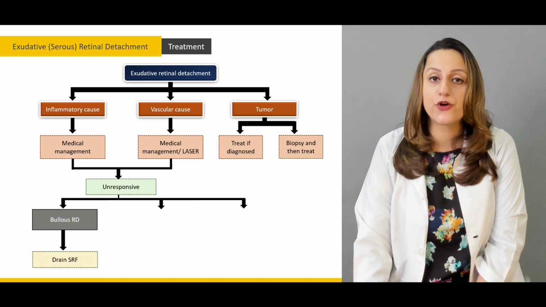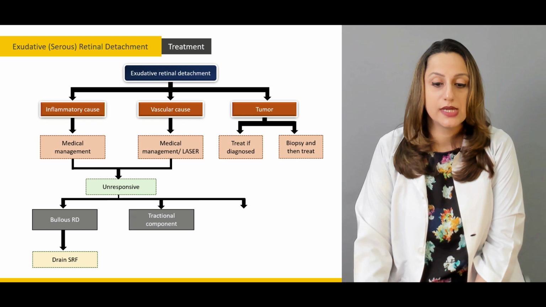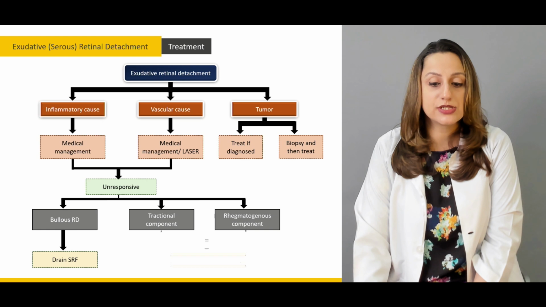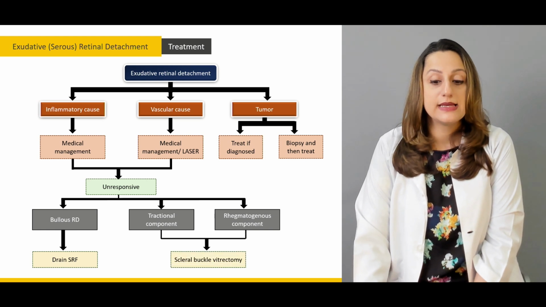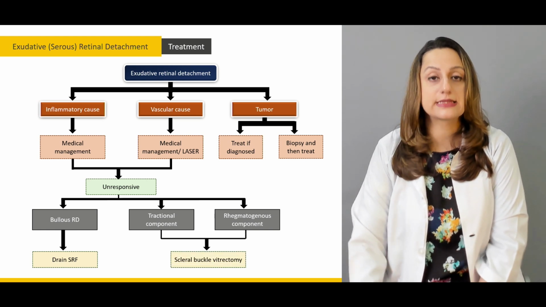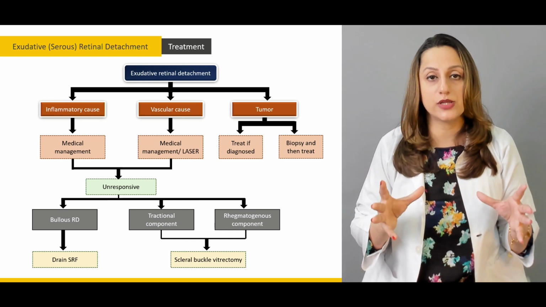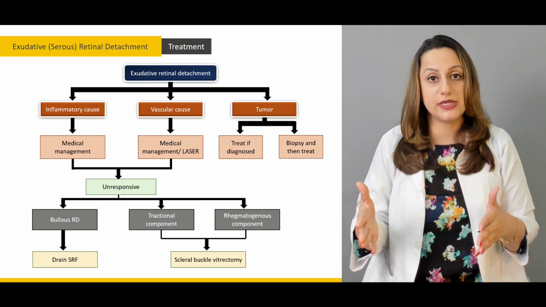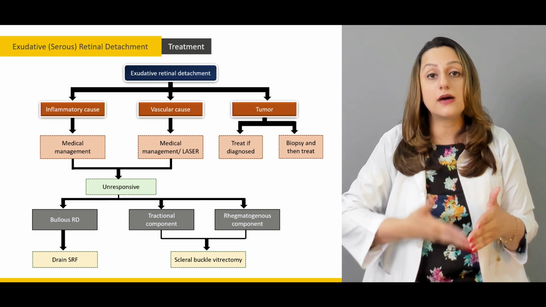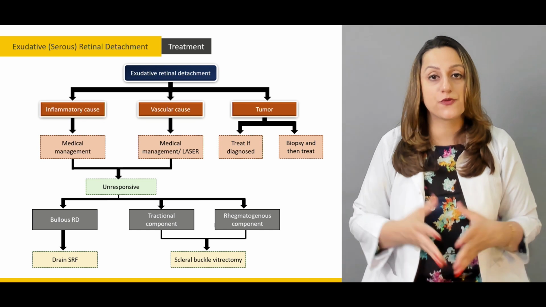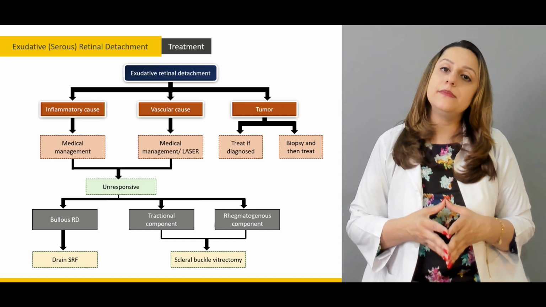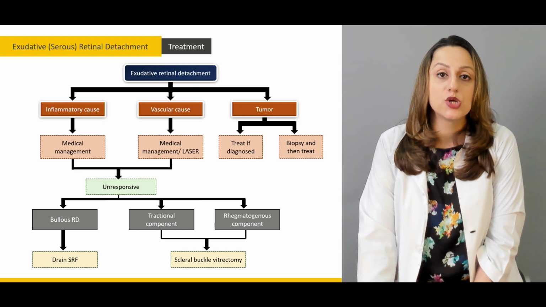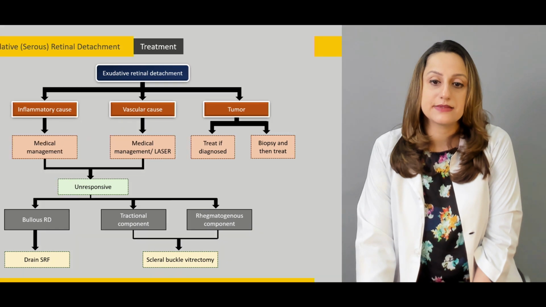In this case, we perform the drainage of the retinal fluid. And if it is a case of a tractional component or a rhegmatogenous component, we can perform the scleral buckle vitrectomy. A scleral buckle is put on the sclera, and it is coupled with the vitrectomy procedure. That is basically the pars plana vitrectomy that is performed in these cases. It can be coupled with the tamponades, whether they are the primary tamponades or the secondary tamponades in these cases.